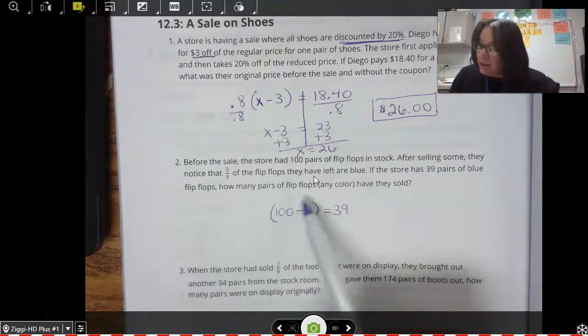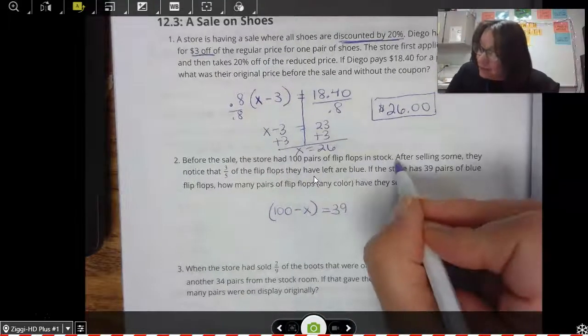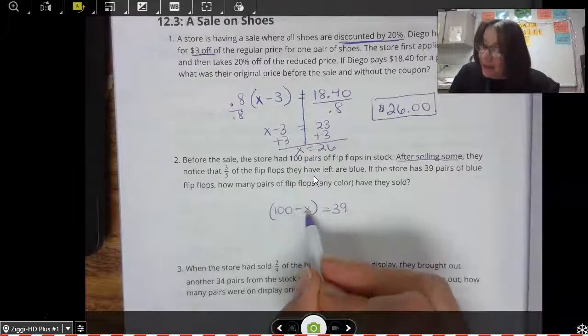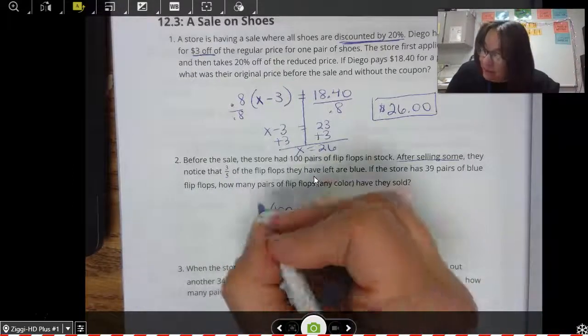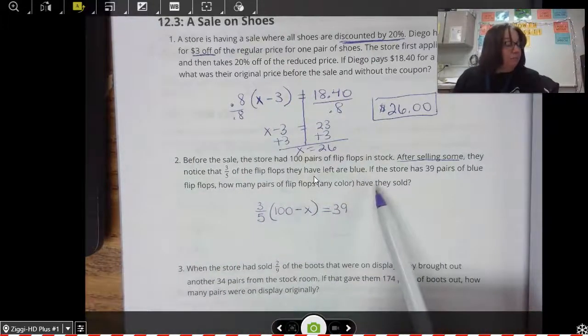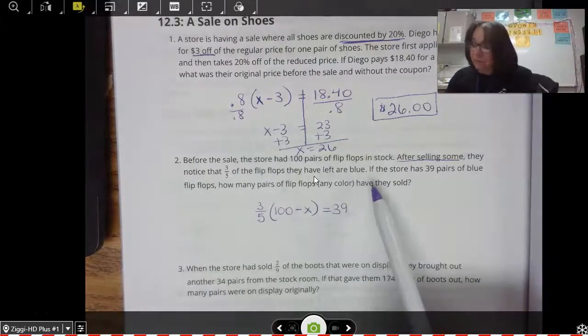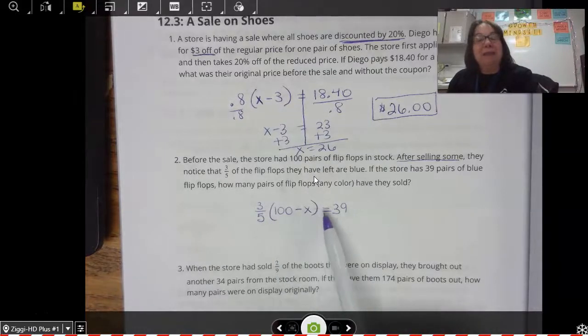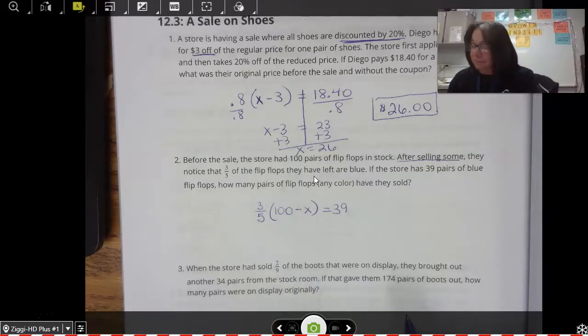Whatever this amount is, after selling some, they had 100, they sold some, and 3/5 they have left are blue. So we have 3/5 of the remaining, and we know that is 39. So if we look for x, we're going to find out the number that they've sold altogether. All right, so again, stop, solve the equation, and then come back and we'll check your work.